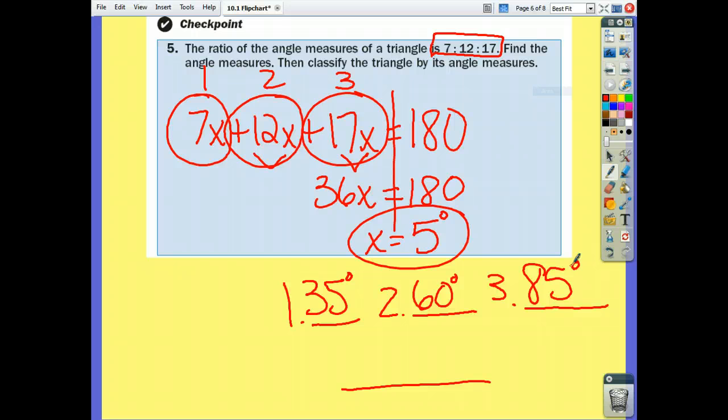Now we have to classify it. Right, obtuse, or acute? Blurt it. Acute. Acute? Okay, well we know it's not right because there's not one in there that's 90 degrees exactly, so it can't be right. Is there one angle in there that's over 90 degrees? Nope. So then it has to be a cute little angle.